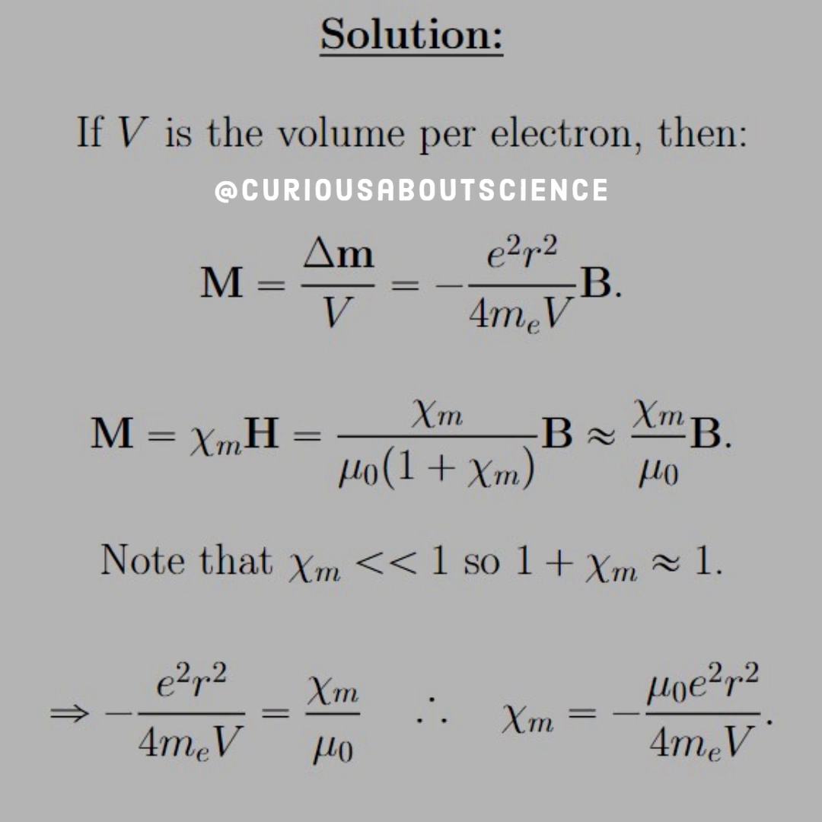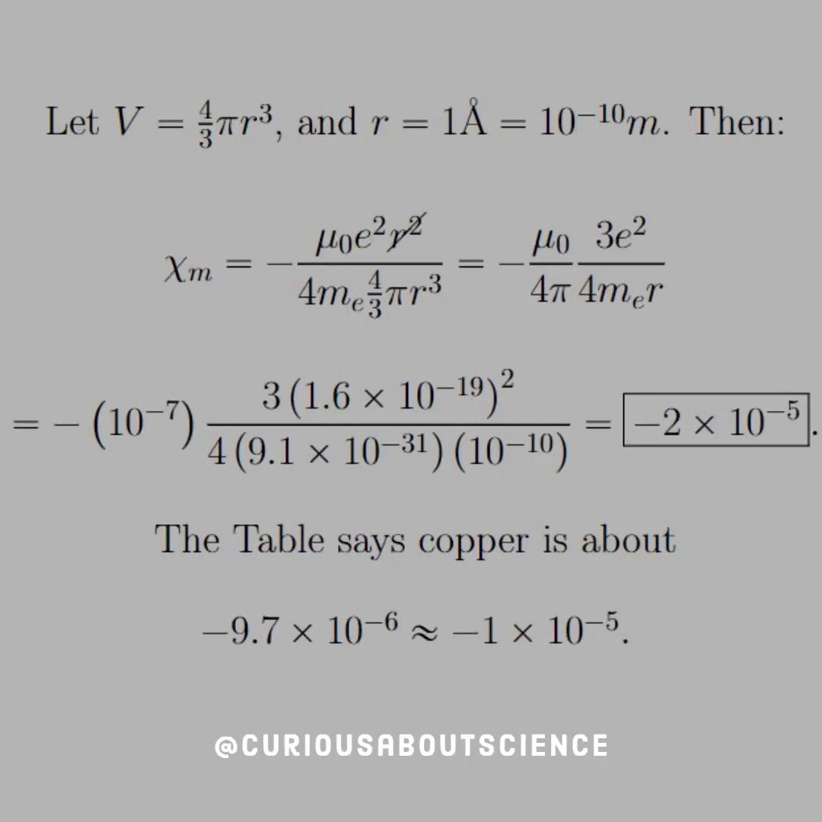Now, this field here was given by the Bohr model. Rough, crude, and only really works for one electron, but we can apply it here. Let V equal the volume of a sphere, so 4/3 pi r cubed, and we'll let r equal 1 angstrom, or 10 to the negative 10 meters. Then after substituting in the volume and canceling, we get that chi_M is equal to negative mu naught over 4 pi, 3e squared over 4 m_e r.